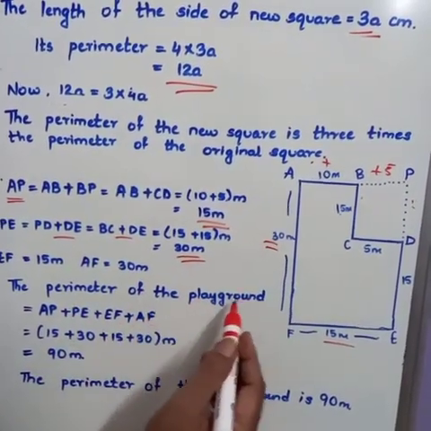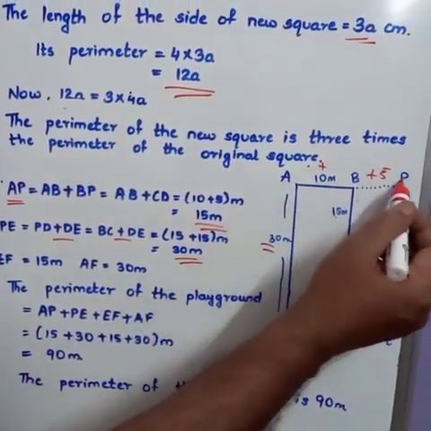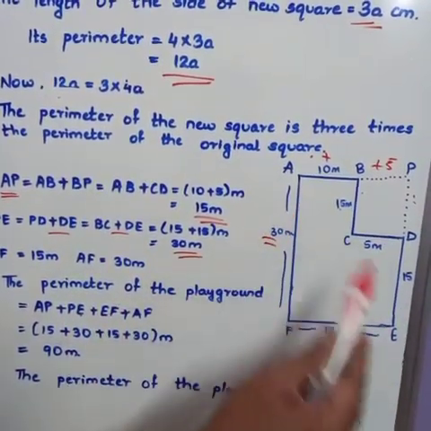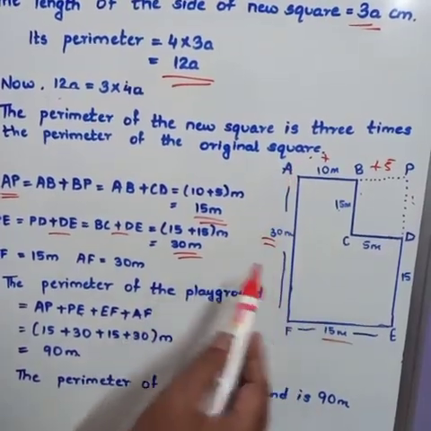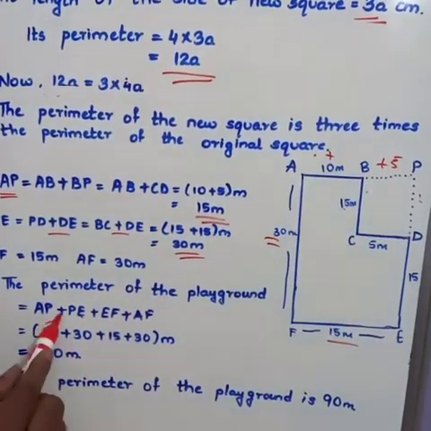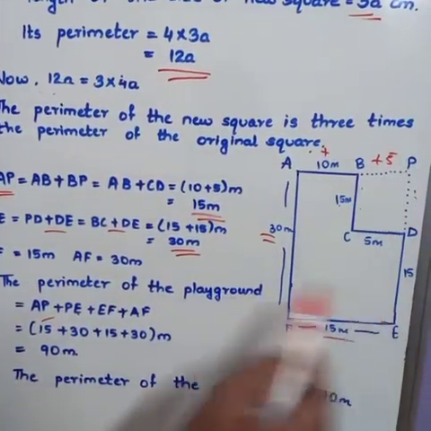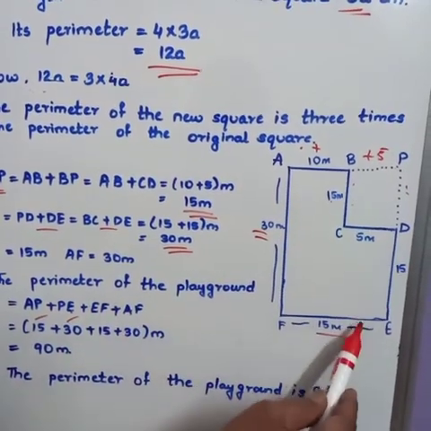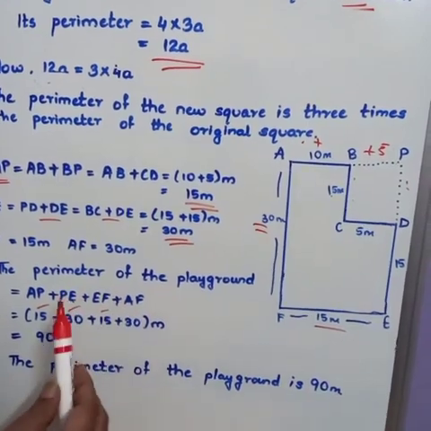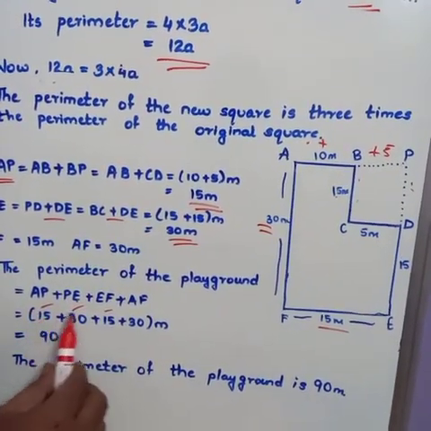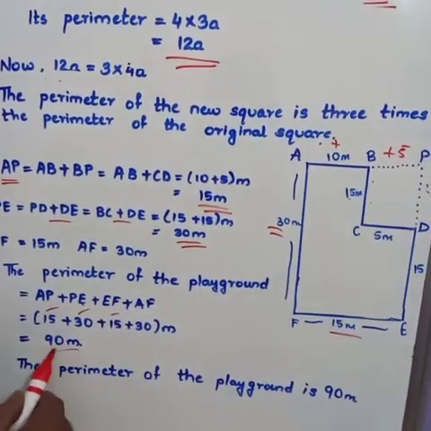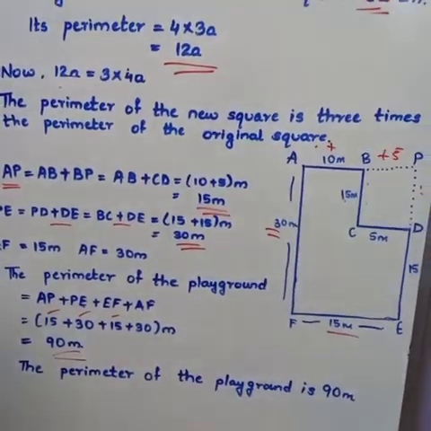So the perimeter of the playground will be AP, this is the full, plus PE plus EF plus AF. AP is equal to 15, 10 plus 5. PE is 15 plus 15, that is 30. EF is 15, which is given already. And AF 30. So altogether 15 plus 15, 30, 30 plus 30, 60, 60 plus 30, 90. So the perimeter of the playground is 90 meter.